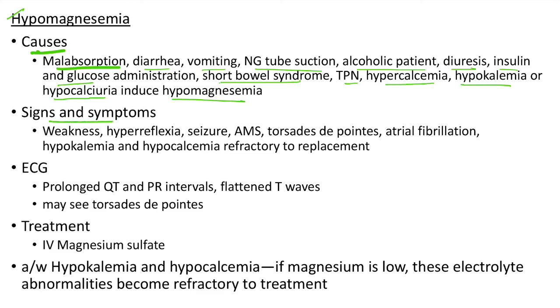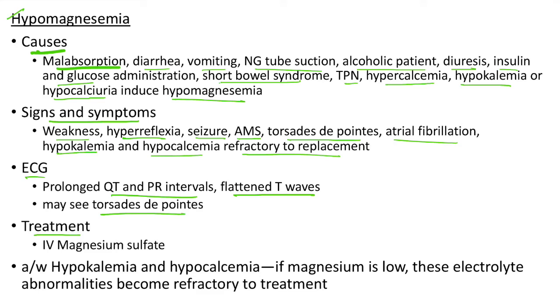Now let us see about the signs and symptoms of hypomagnesemia: weakness, hyperreflexia, seizure, altered mental status, torsade de pointes, atrial fibrillation, hypokalemia and hypocalcemia, which are refractory to replacement. Now let us see about the ECG changes in a case of hypomagnesemia. There will be prolonged QT and PR intervals and flattened T waves. We may see torsade de pointes in case of hypomagnesemia.